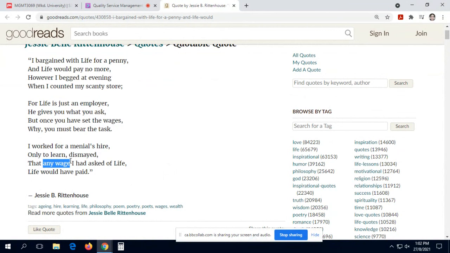So go out in life and ask for any wage you want, and life is going to give it to you. But remember that everything has a price, and if you are willing to pay the price, life is going to give you that.